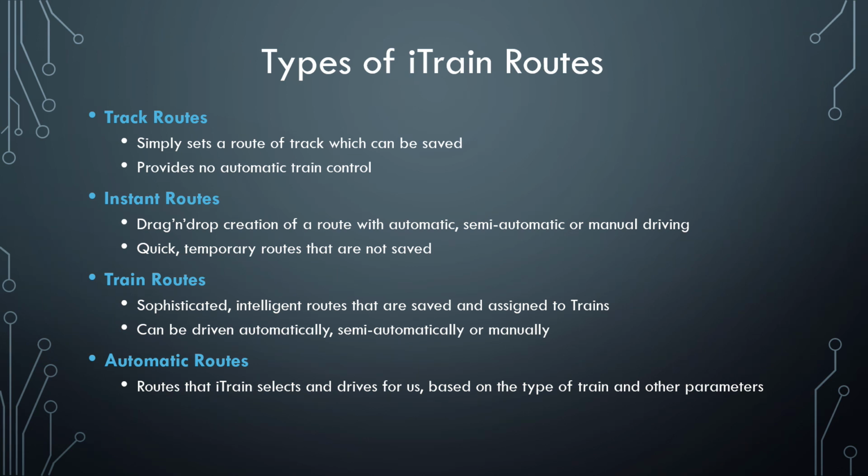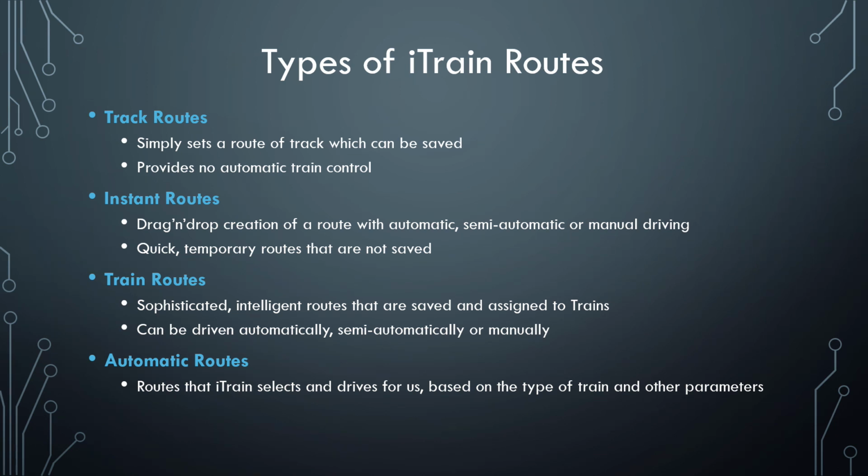Train routes, which we only touched on briefly in tutorial number 18, are the most sophisticated and commonly used of the 4 routes. They allow us to construct complex routes and save them, so they combine many of the advantages of track routes and instant routes. They are intelligent, being capable of making decisions and can react to actions.